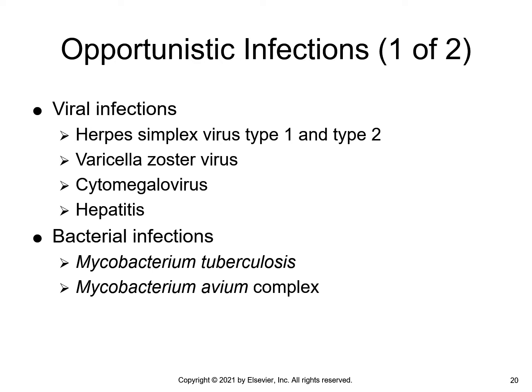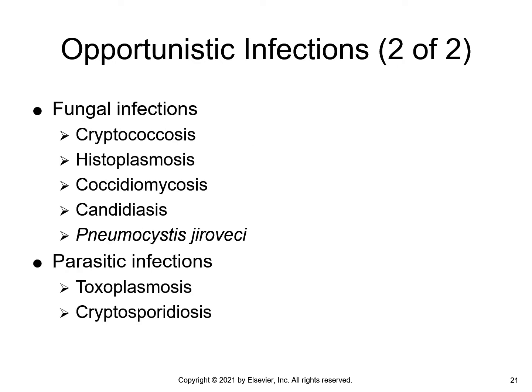Mycobacterium avium complex affects the respiratory and GI tract, and other systems may also be affected. This has a non-productive cough, fever, malaise, and fatigue. Cryptococcosis is fungal meningitis, with fever, headache, seizures, motor dysfunctions, and altered mental status. Histoplasmosis presents with fever, pneumonia, lymphadenopathy, weight loss, and central nervous system symptoms.